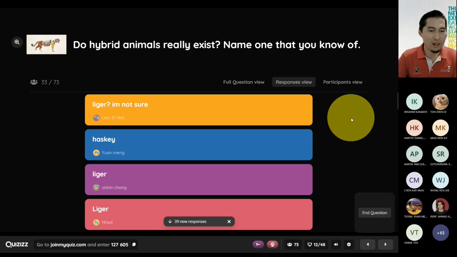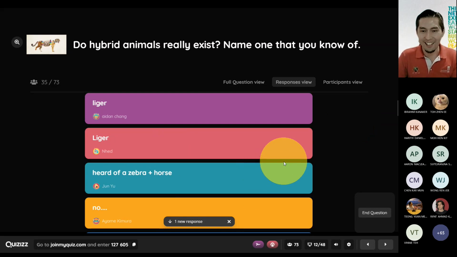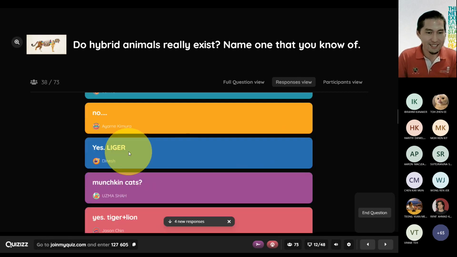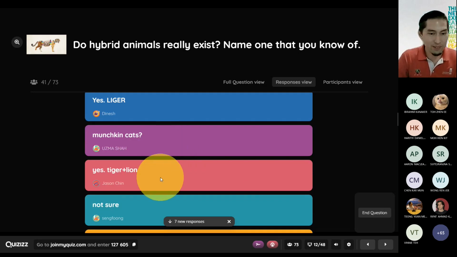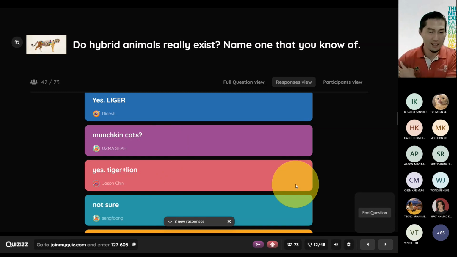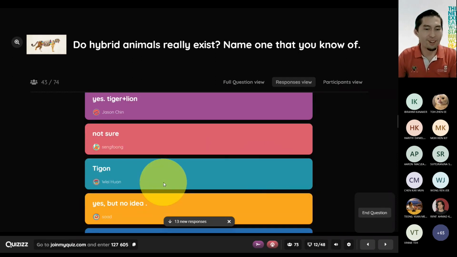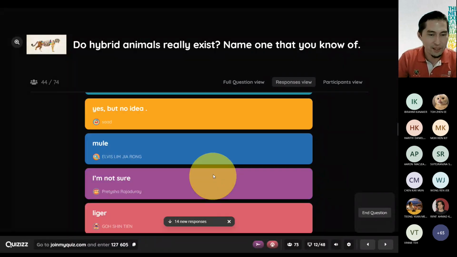I see more and more ligers here. A lot of you mentioned liger. Have you all seen a liger before? For those of you who don't know, I hope you can try guessing what a liger is combined from. Munchkin cats. If you can share a photo or an image in the chat, that would be good as well. Yes, tiger and lion, ligers again. Tigon is also a tiger and lion, but you have flipped it, saying tigon instead of liger.